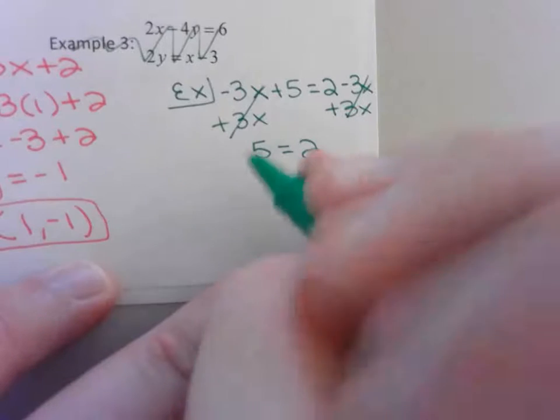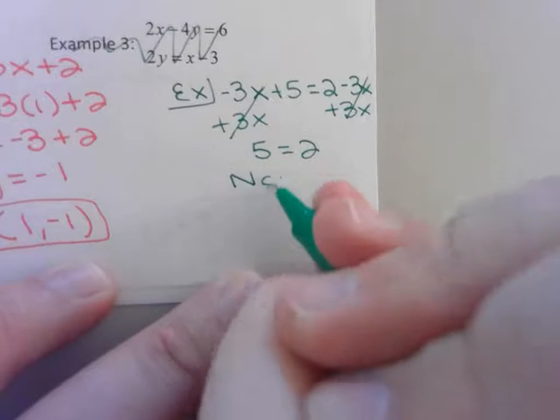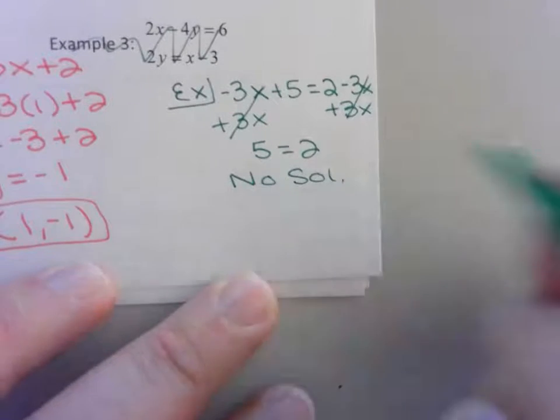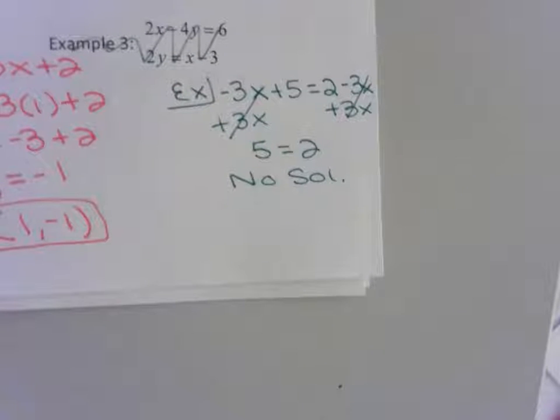Why is this no solution? 5 doesn't equal 2. 5 does not equal 2. You end up with no solution if you get two numbers equal that are not equal. It's the same with the system. If you're going through and you end up with two numbers equal that are not equal, it is no solution.